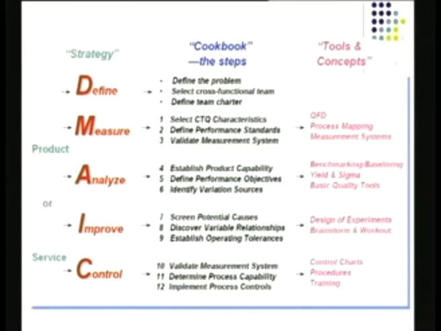Then, of course, under measurement, I'll select the CTQ characteristics. CTQ are those quality characteristics that are critical to quality. They're critical to customer satisfaction. Those I'll have to select. Define performance standards, and these generally come from customer expectations. Then, of course, you validate the measurement system.